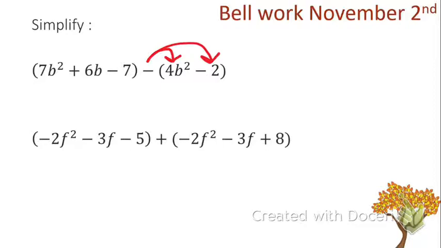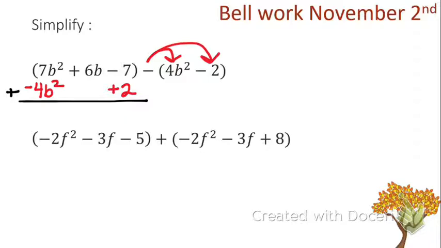So 4b squared, when you distribute that, it's going to become a negative 4b squared. And then the negative 2 becomes a positive 2. And I'm just putting it under its like term. So now you're ready to add together. Go ahead and add together and get your final answer.